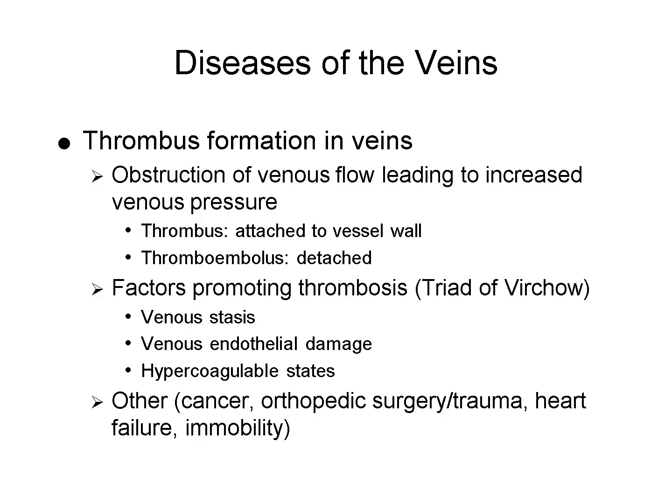Thrombus formation in veins can obstruct venous flow, leading to increased venous pressure. A thrombus is attached to the vessel wall, whereas a thromboembolus is a detached clot. Factors that promote thrombosis, known as Virchow's triad, include venous stasis, endothelial damage, and hypercoagulable states. Additional risks include cancer, trauma, heart failure, and immobility.